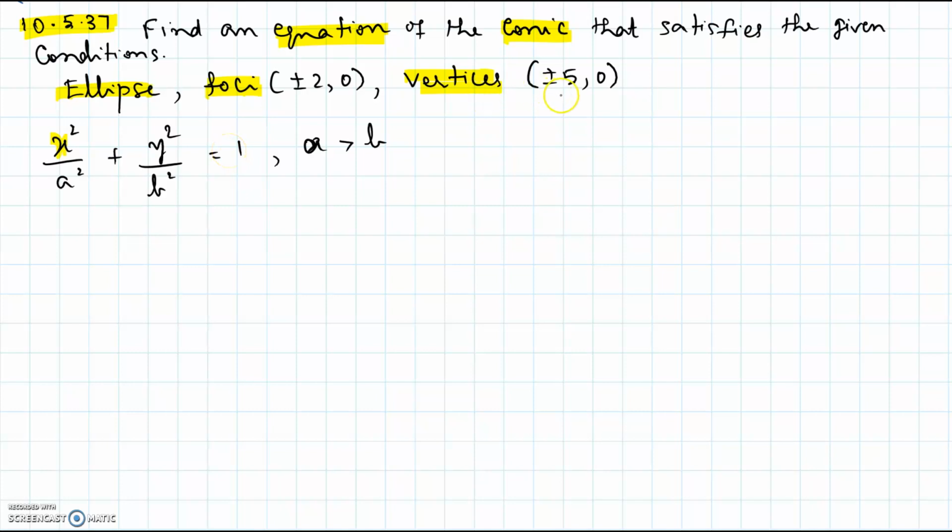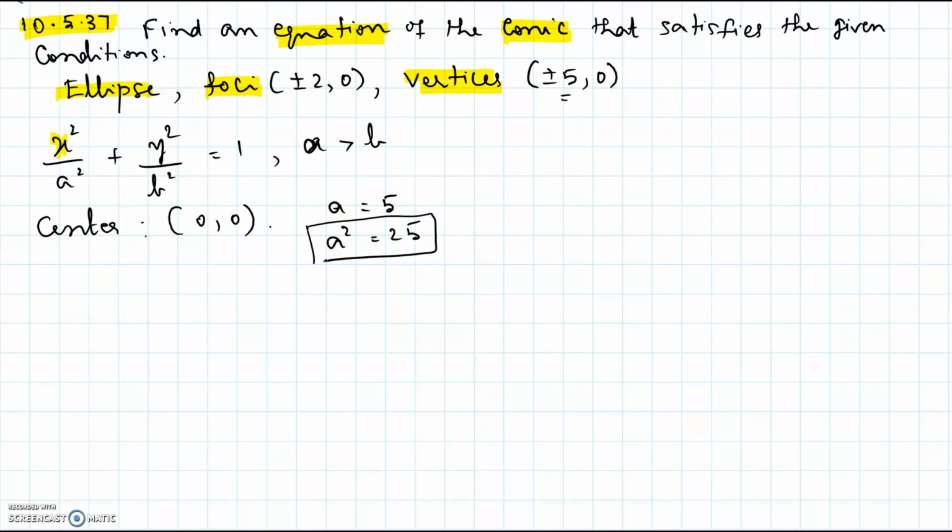You are given vertices at plus or minus 5, 0, foci plus or minus 2, 0. We also know the vertices and foci lie along the same axis of the ellipse. So this clearly tells us that the center of the ellipse for which we are finding the equation is at the origin. And the vertices give the value of a. So a equal to 5. So that will give us a squared equal to 25.